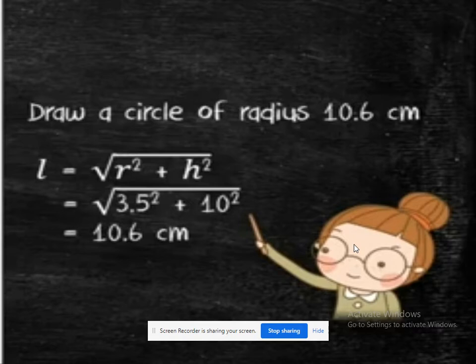Radius 10.6 centimeter we want. Why? Because here you can see, students, the radius of the cylinder is how much? 3.5 centimeter. Height of cylinder is how much? 10 centimeter. So we want the slant height of the cone. Slant height of cone is usually denoted by small l, and it is given by the formula root of r square plus h square. So what is r here? Radius, that is 3.5 square. What is h here? The height, that is 10 square. If I take the square and find the square root, I'll find it as 10.6 centimeter. So slant height, I got it as 10.6 centimeter.